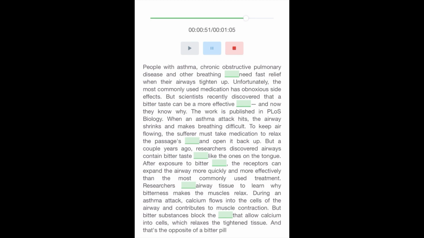During an asthma attack, calcium flows into the cells of the airway and contributes to muscle contraction. But bitter substances block the channels that allow calcium into cells, which relaxes the tightened tissue. And that's the opposite of a bitter pill.